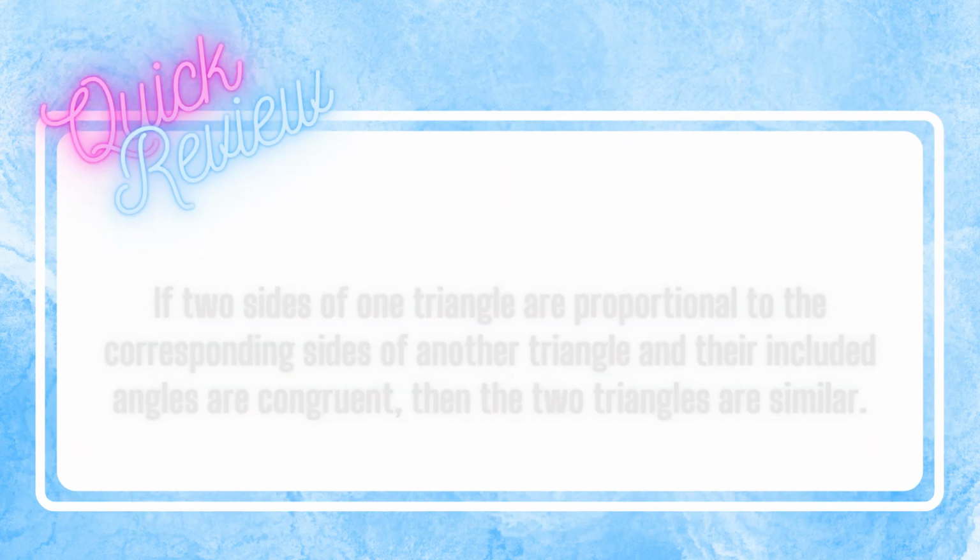So here's a quick review for today. The side-angle-side similarity theorem states the following. If two sides of one triangle are proportional to the corresponding sides of another triangle, and their included angles are congruent, then the two triangles are similar to each other. So today we use this idea of the SAS similarity theorem to show whether or not triangles are similar.